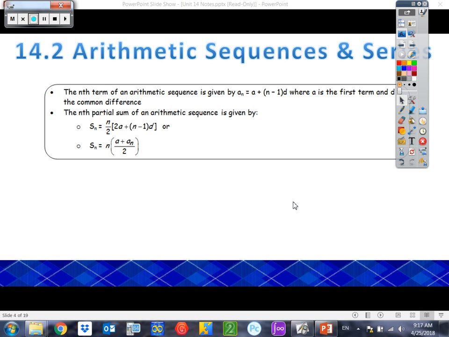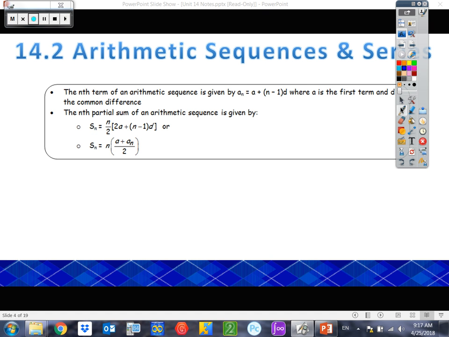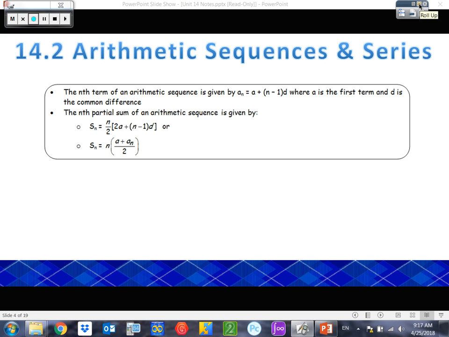Okay guys, let's take a look at today's lesson. So we're going to be looking at arithmetic sequences and series. So we have two specialty kinds of sequences.